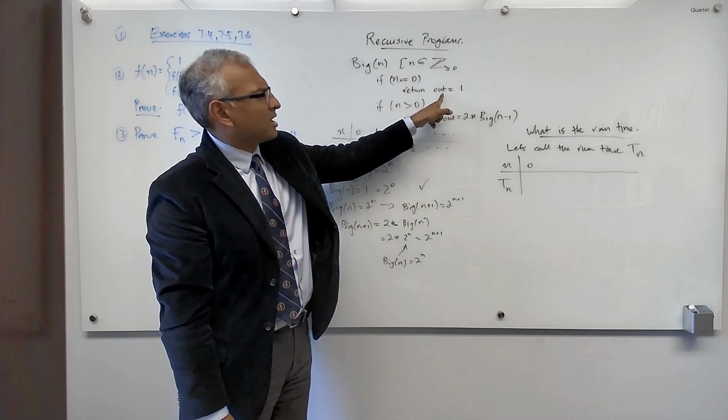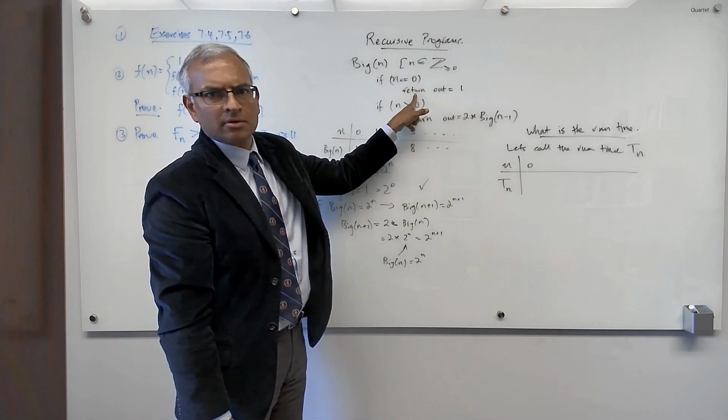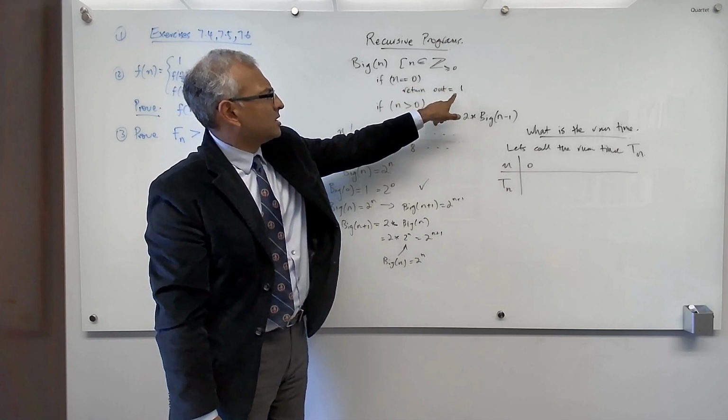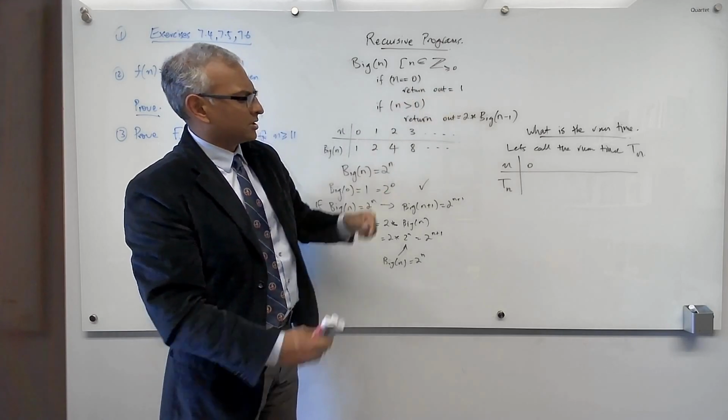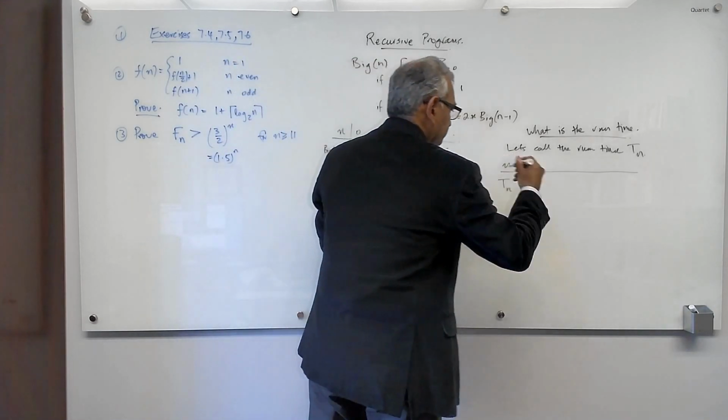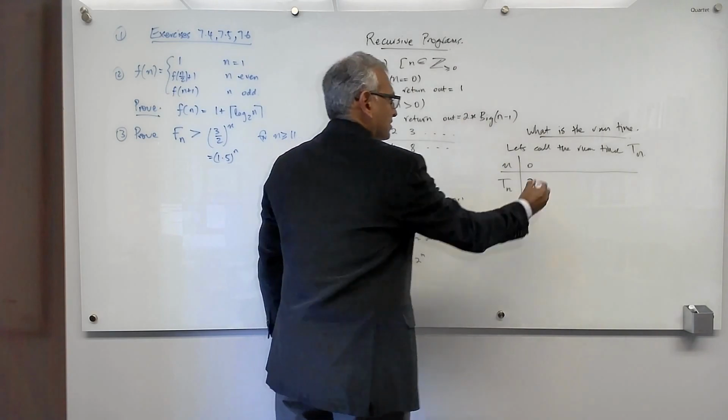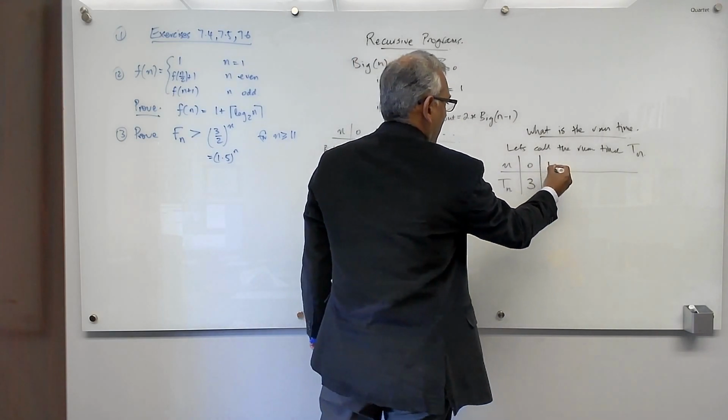So it assigns output to 1 and returns. Okay, so 3 operations. Comparison, assign 1 to output, and return. So 3 operations. Okay. Let's see what's the runtime when n equals 1.